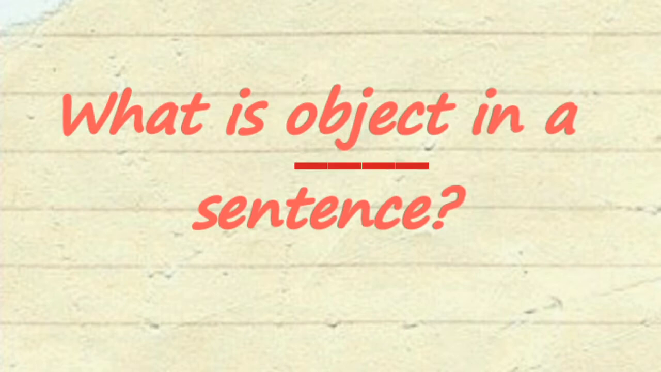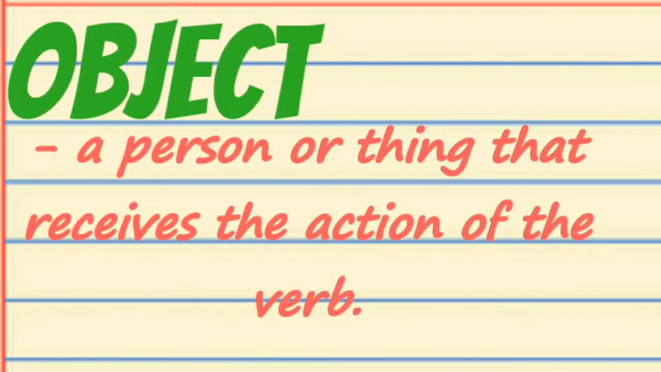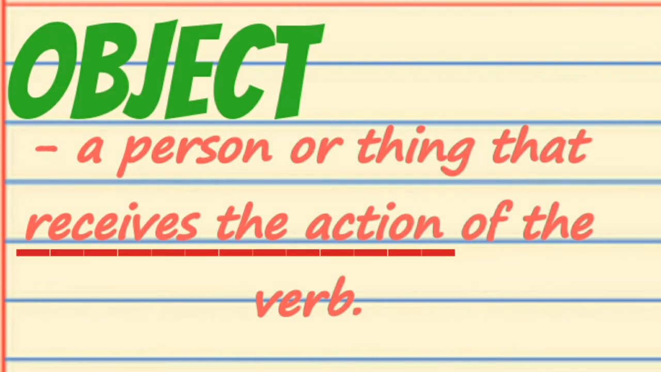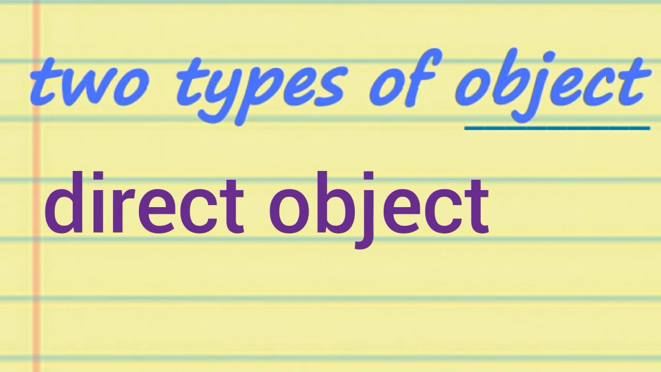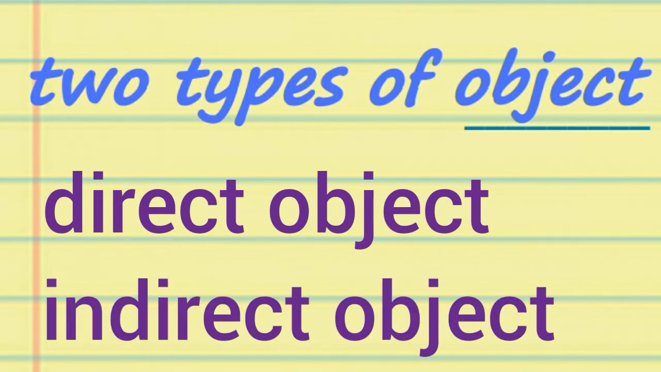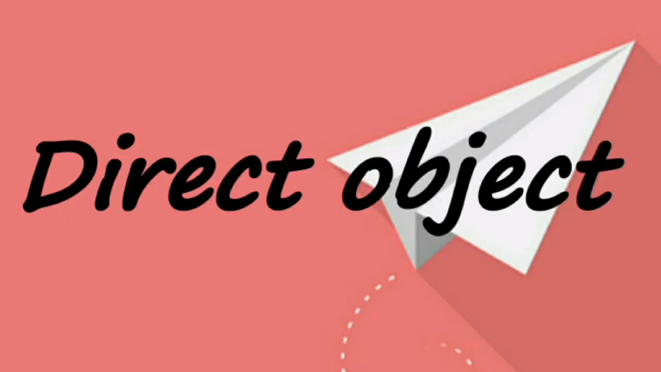What is object in a sentence? Object in a sentence is a person or thing that receives the action of the verb. There are two types of object: the direct object and the indirect object. Let's start the discussion starting with the direct object.